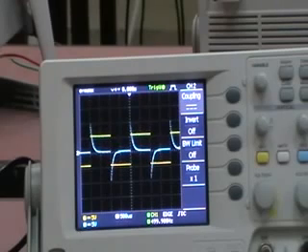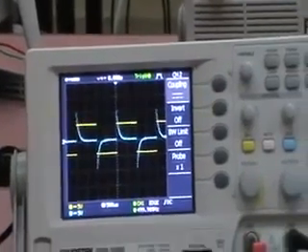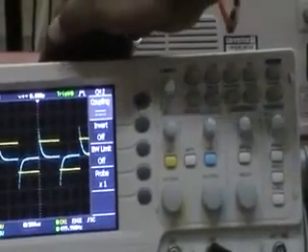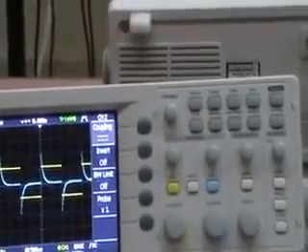Why are we getting this? In this particular case, the time period of the square waveform is much greater than the time constant. So the whole input voltage will be across the capacitor. We are measuring the voltage across the resistor, so it will be almost 0. So we are observing this waveform in that particular case.